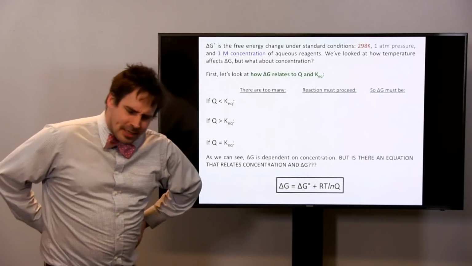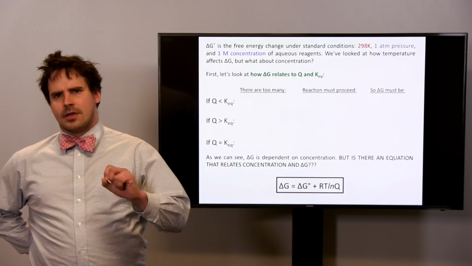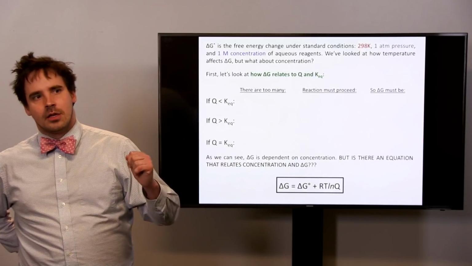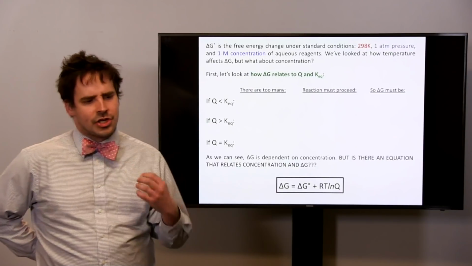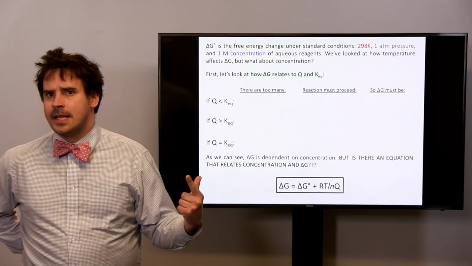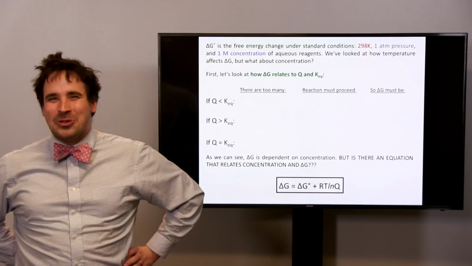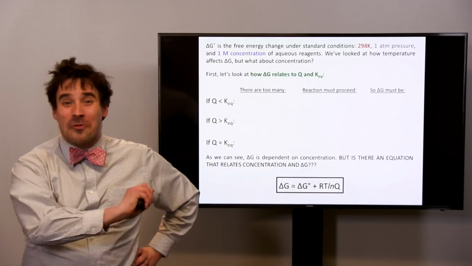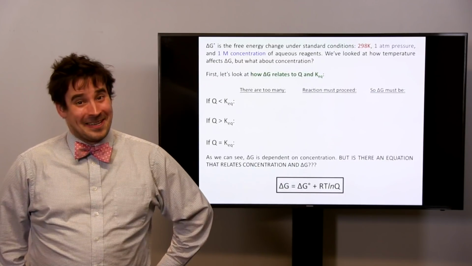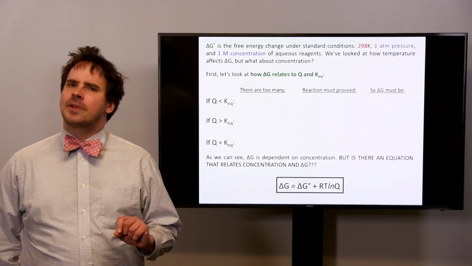Okay, so the next equation we're going to look at deals with concentrations. So before we looked at how temperature affects delta G. Well, standard conditions means 1 atmosphere pressure. It means 298 K. It also means 1 molar of everything. But how often do you think you have perfectly 1 molar of all reactants and 1 molar of all products in a solution? Not very often. So we need an equation that can help us with that.